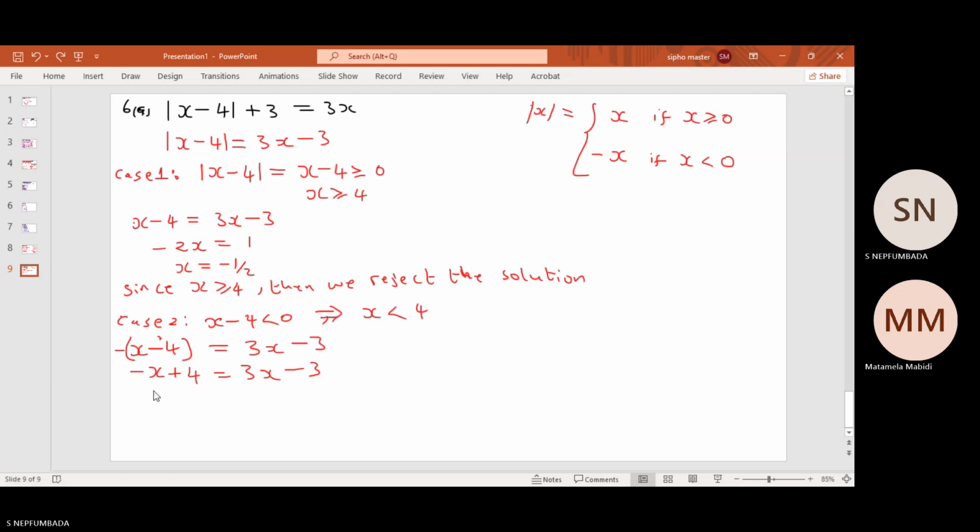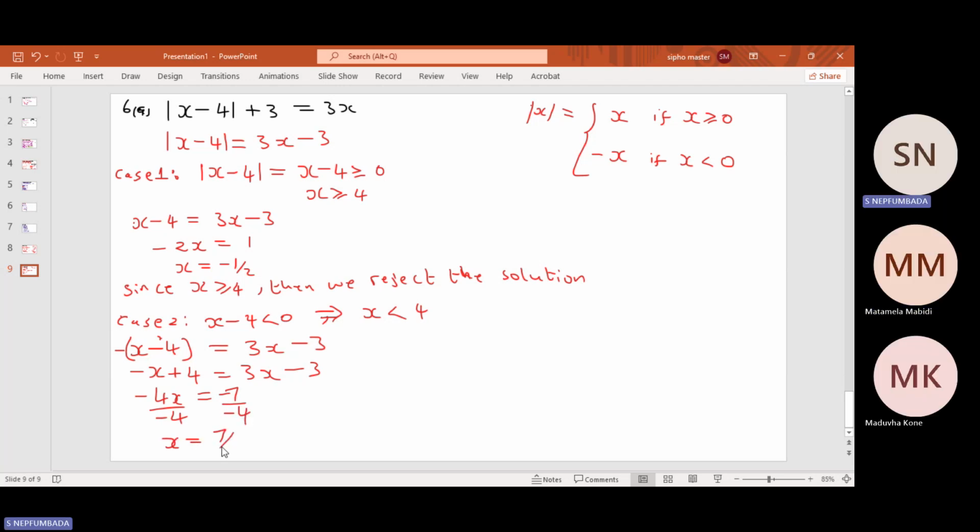Hello? Minus 5x. And now we're taking 3 to that side. Or minus 4. This one? Yeah, it's 4. It's 4, right? Then it's equal to what? 7, right? Minus 7. Then we divide both sides by minus 4. Therefore, our x is equal to 7 over 4.